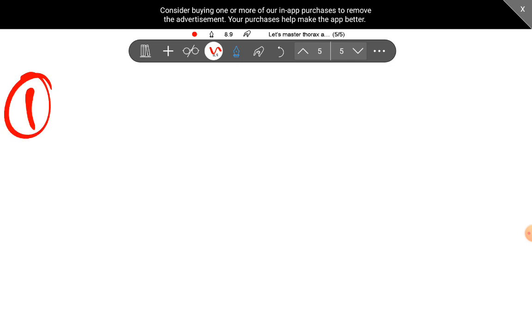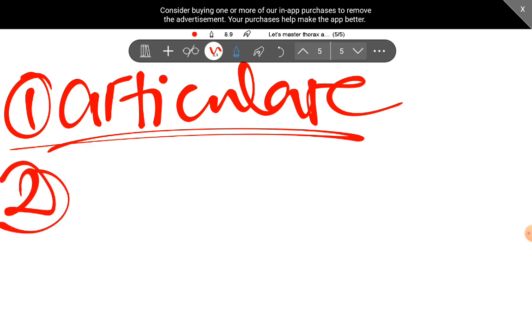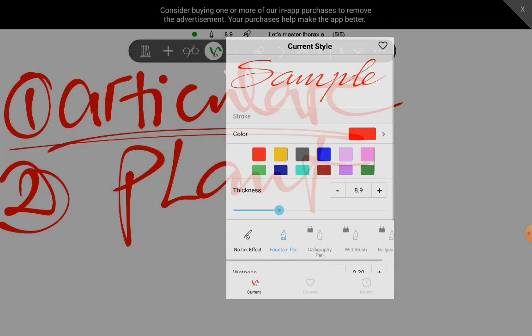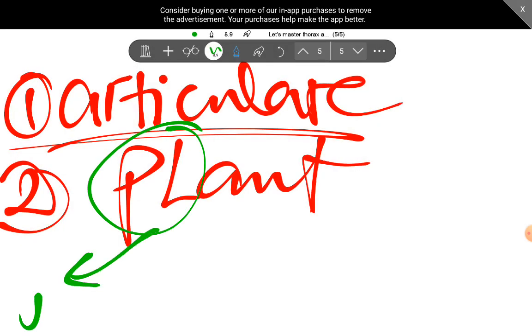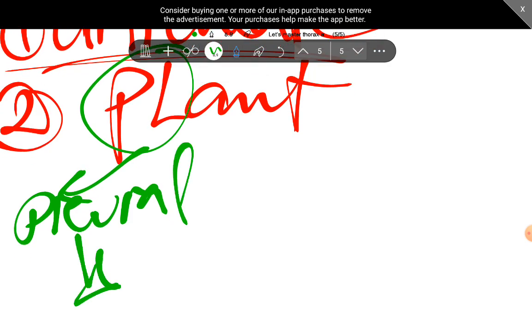So the first one is to articulate. What is articulate? It gives articular branches to the joints of the ribs. And then plant. What is basically plant? Plant means pleural, PL, and specifically for the parietal pleura.